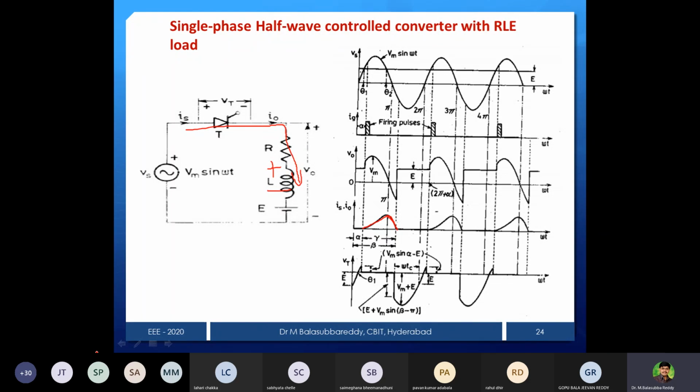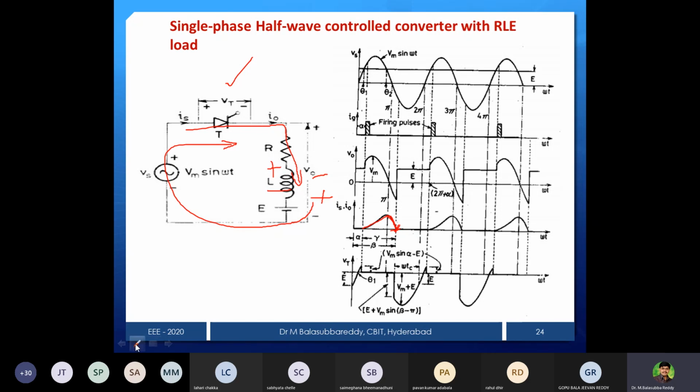But after pi, what will happen? You can notice that after pi the supply is negative, so normally the thyristor must be off. But there is energy available in the inductor, and that energy has to be dissipated. For that reason, the thyristor will continue to conduct for some more time, until the energy stored in the inductor is dissipated. That is the reason the current decreases. Once the energy is completely dissipated, the current is 0. If the current is 0, the thyristor will be open.